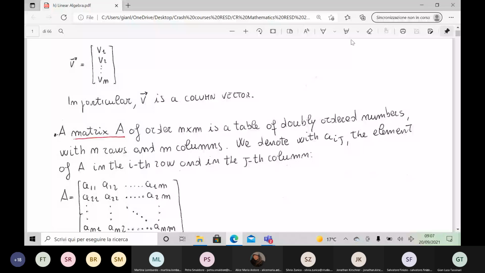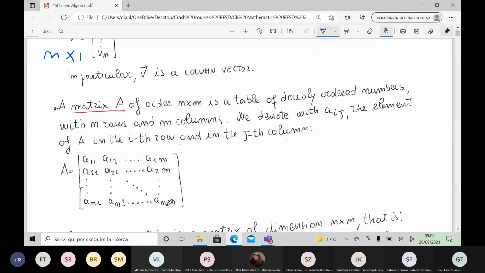A matrix of order n times m is a table of doubly ordered numbers with n rows, 1, 2, 3, n rows, and m columns, 1, 2, 3, etc., m. We denote as Aij the element of A in the ith row and in the jth column.